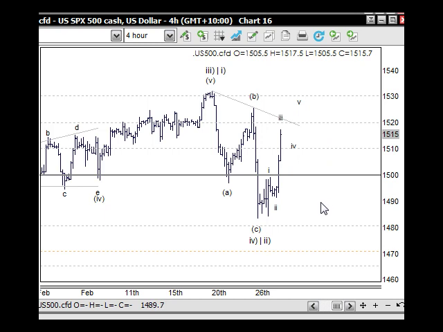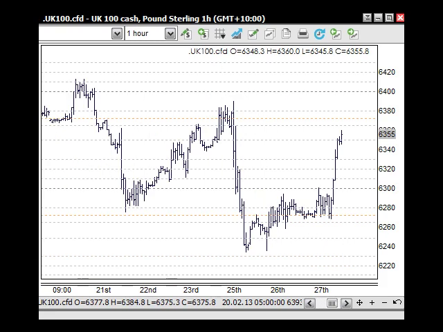One of the main things that we've noticed is that the other markets are not confirming this move in the indices to the upside, which is a little bit of a concern, and that's why we would really like to see a nice 5-wave structure in this area here. The European markets are the same as well.